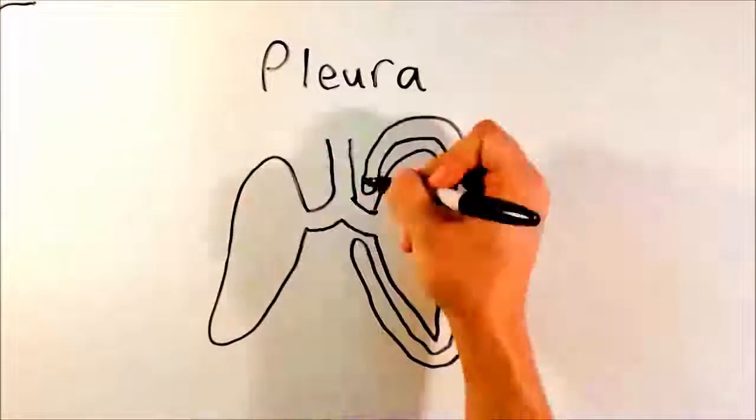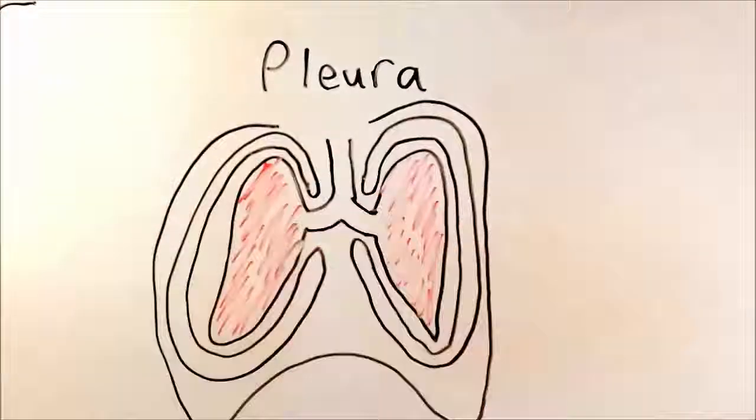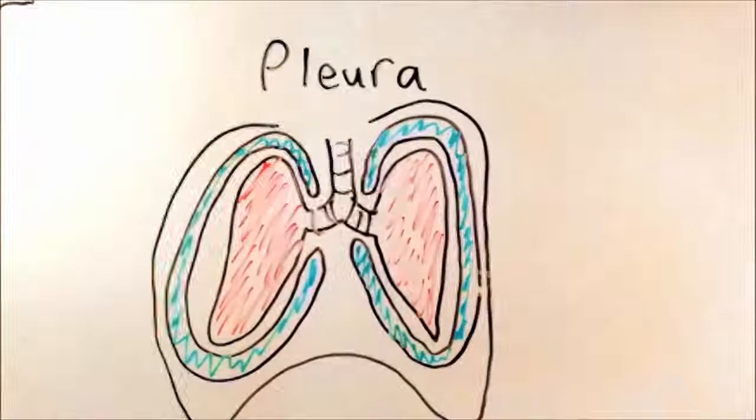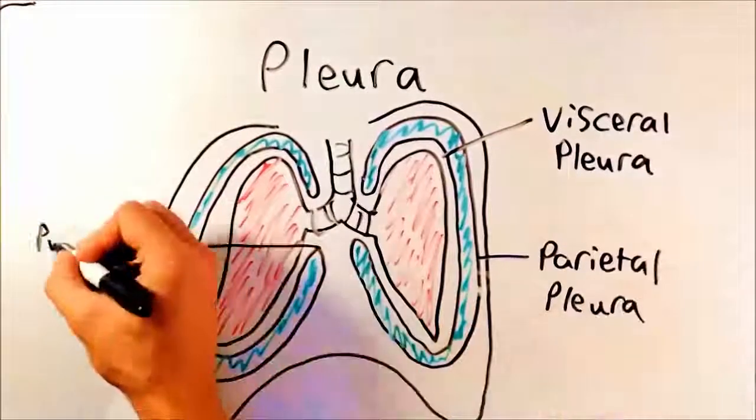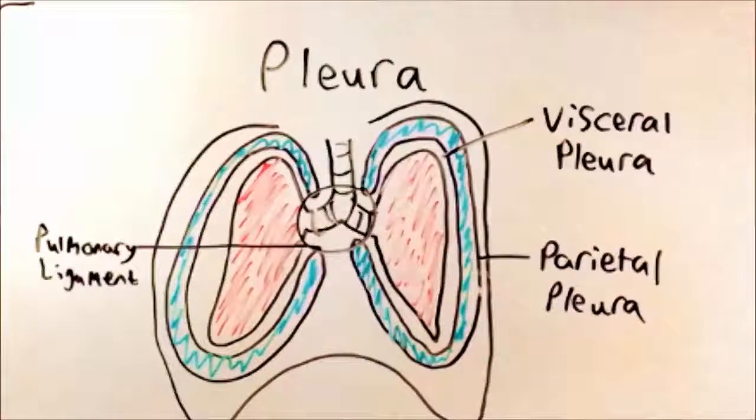Now onto the pleura. The pleura are serous membranes which line the lungs and thoracic cavity. They allow the formation of an airtight and watertight cavity called the pleural cavity, which is important for efficient respiration. The pleura has 2 membranes, the visceral pleura, which covers the lungs, and the parietal pleura, which lines the thoracic cavity. These membranes are continuous, meeting at the pulmonary ligament at the hilum of each lung.